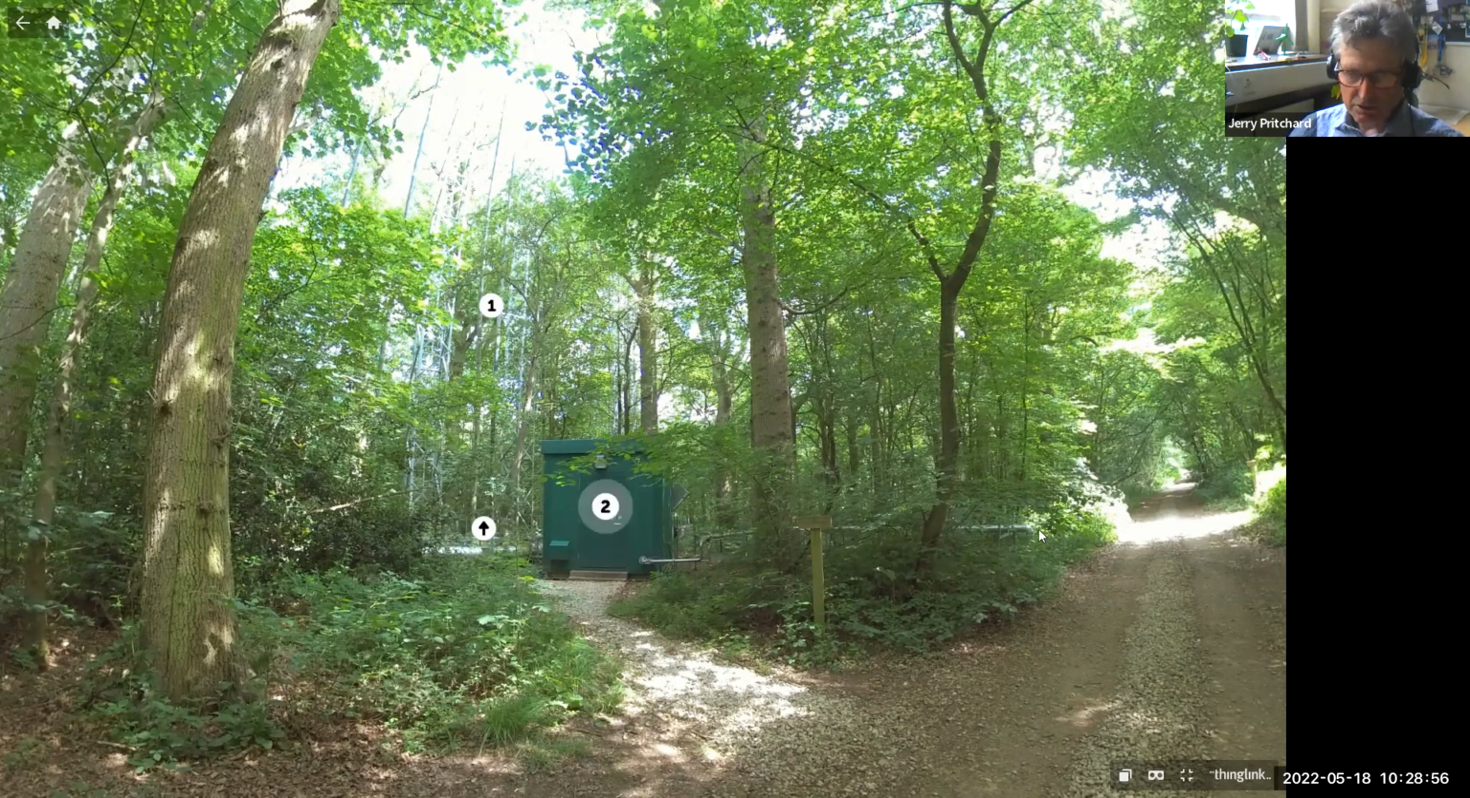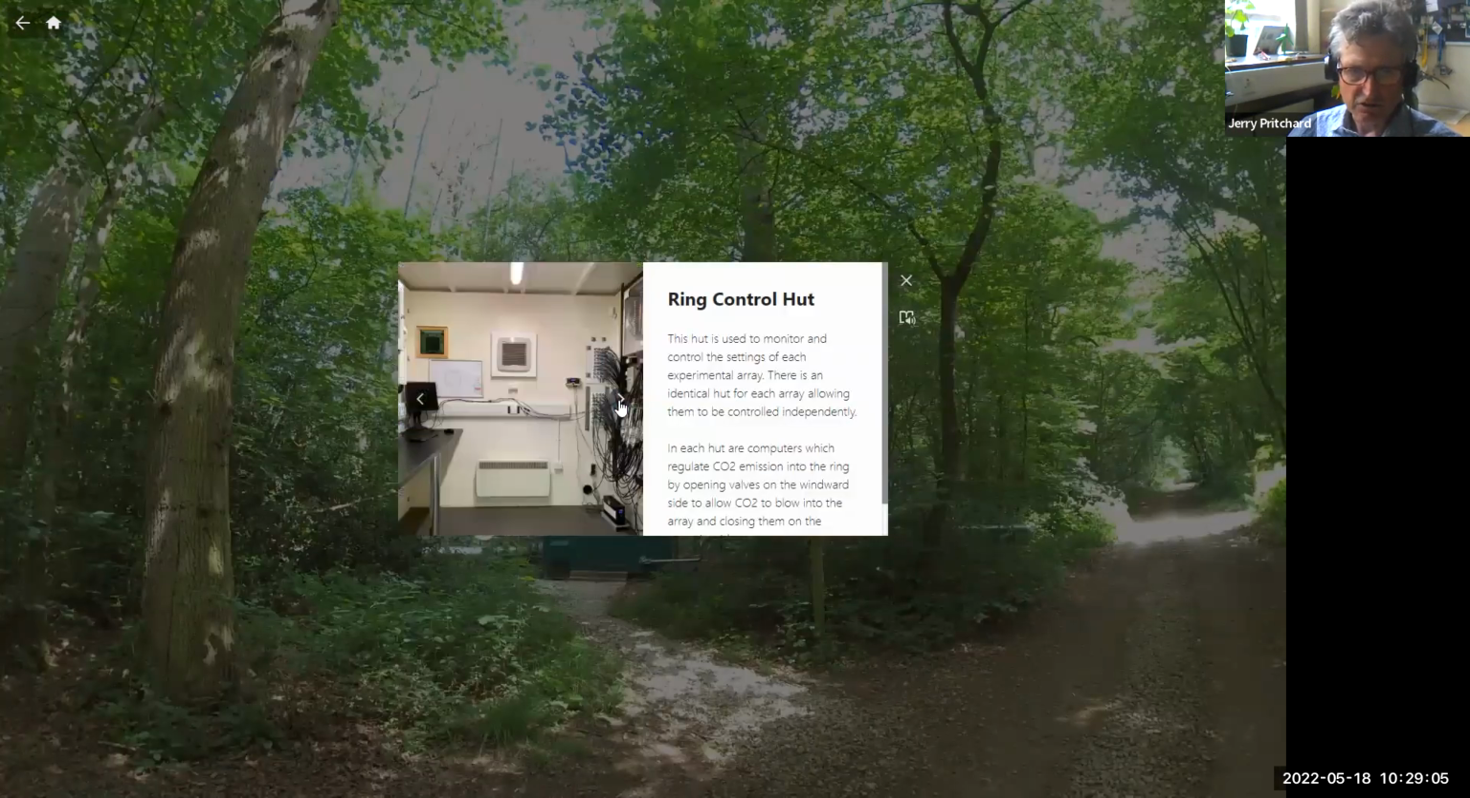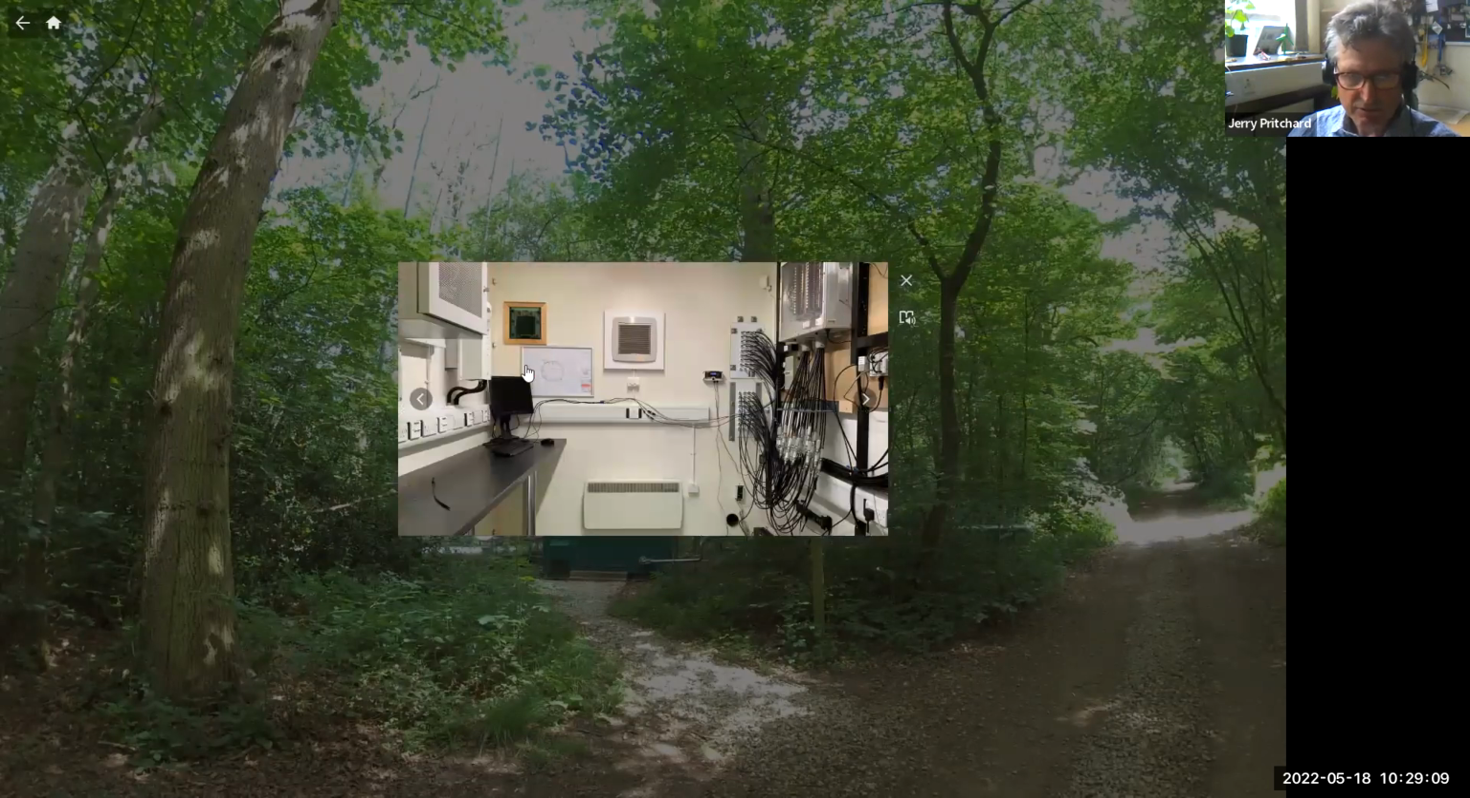This is the control room. So here you can see the CO2 pipe bringing the CO2 into the control room. And if we look inside, what you can see just briefly on there, you can see a map of the actual ring and where all the pylons are.